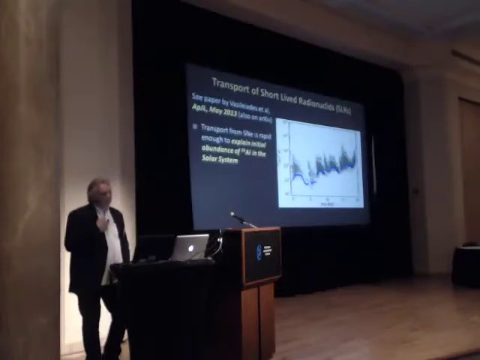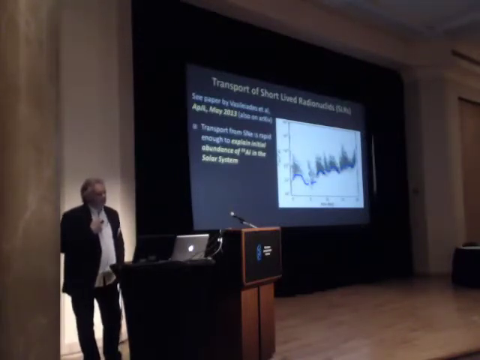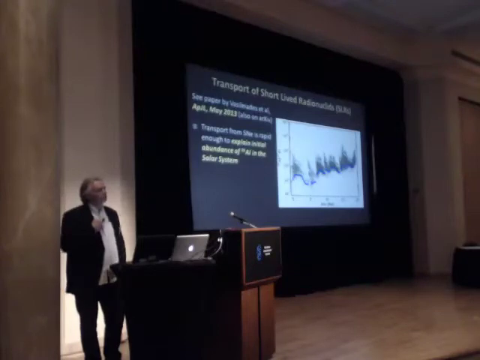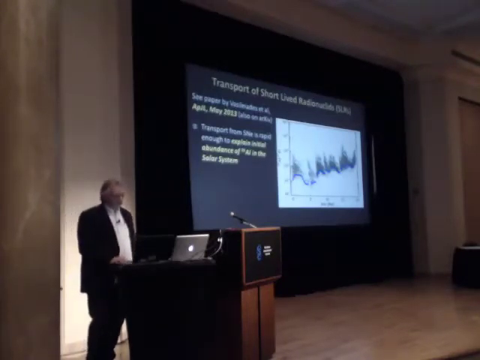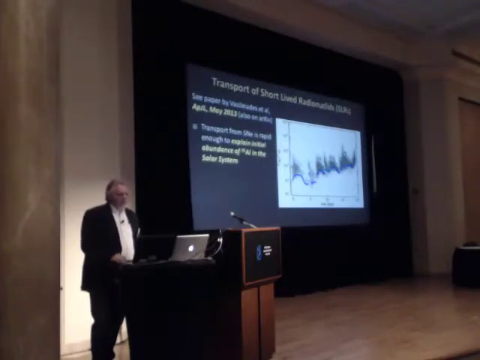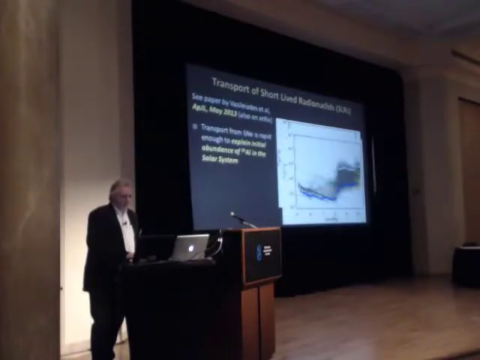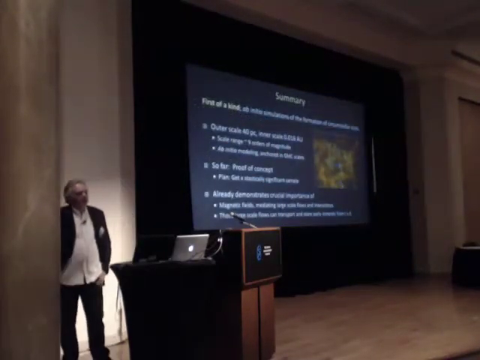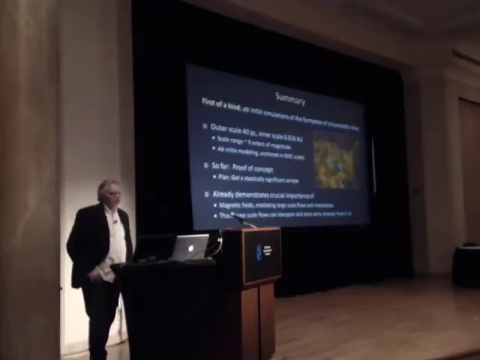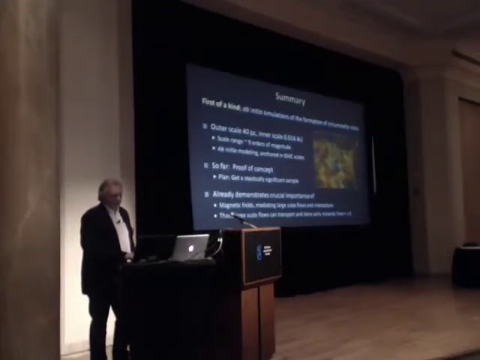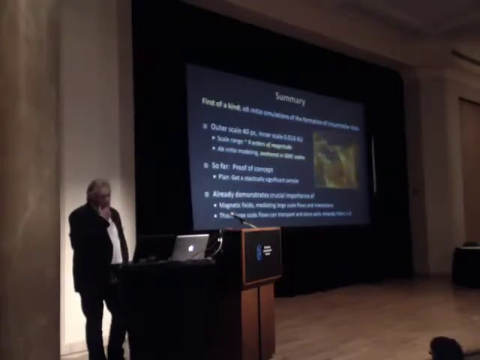Finally, the impact of these simulations on transport of short-lived radionuclides you can read about in a recent ApJ Letter from last month, showing that the transport of SLRs from supernova is rapid enough to explain the initial abundance of 26 aluminum. So to summarize all of this, it is a first-of-a-kind simulation going from GMC scales to a fraction of an AU over 9 orders of magnitude.